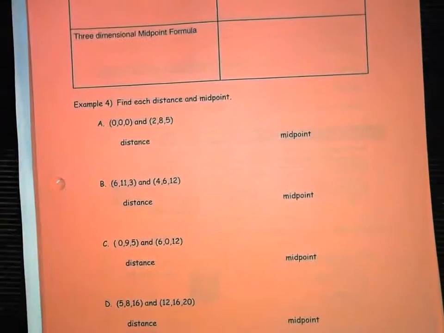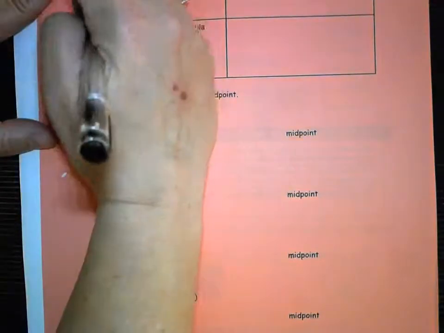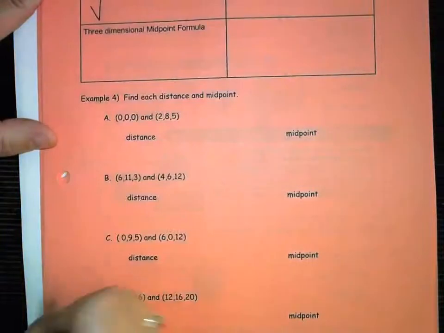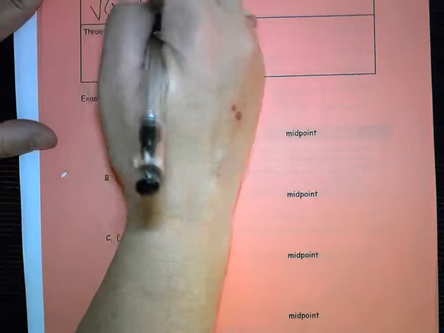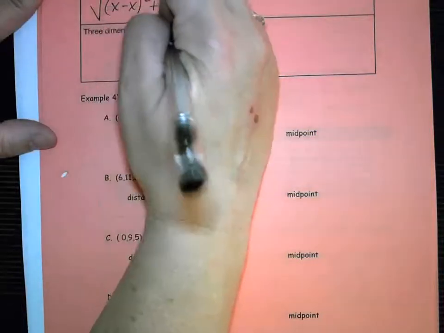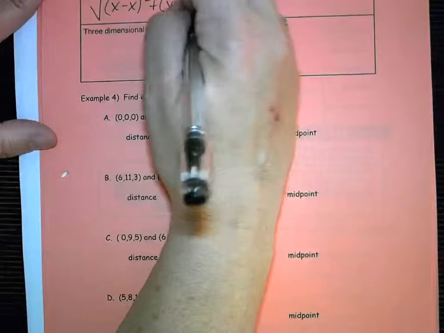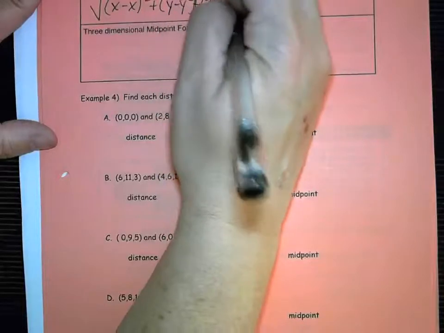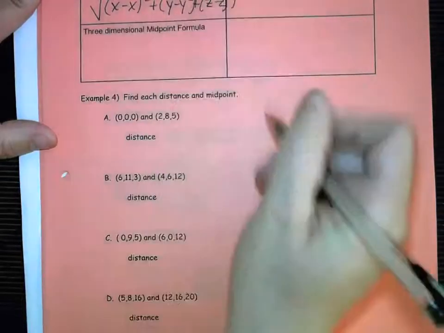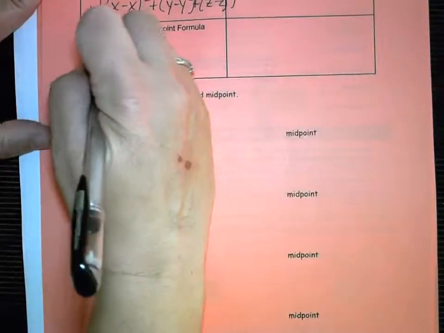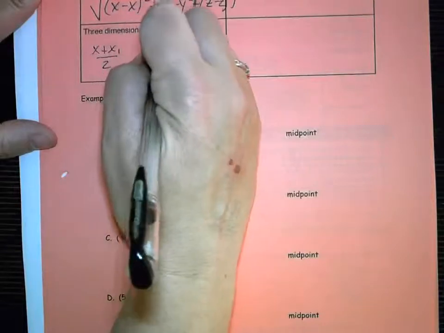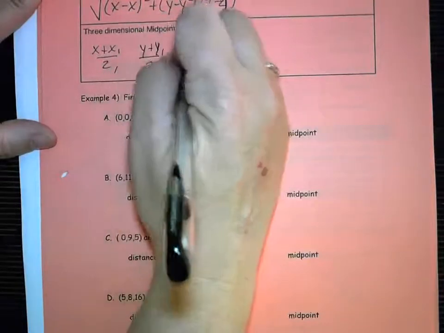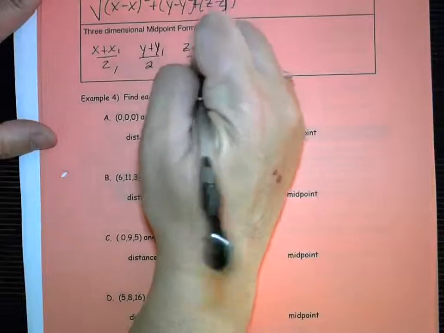The next two three-dimensional ideas we have are distance and midpoint. These are just like our two-dimensional ones, only we add the next variable. So x minus x squared, y minus y squared, plus z minus z squared. And the midpoint formula, x plus x1 over 2, y plus y1 over 2, and z plus z1 over 2.